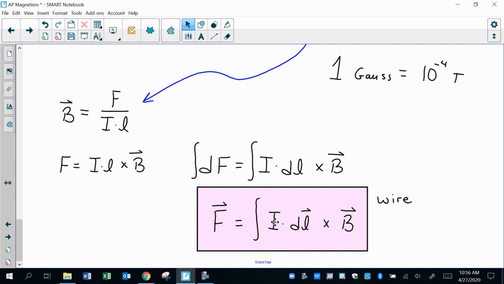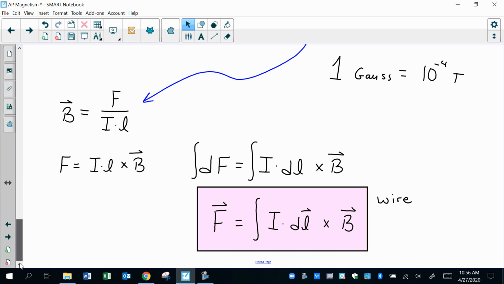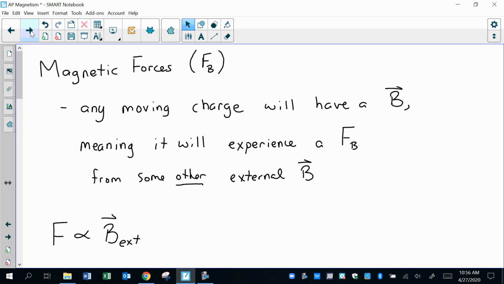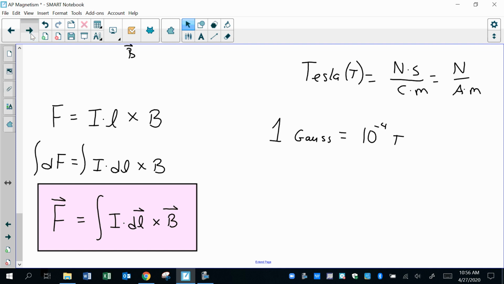Make sure we're using amps, meters, Tesla. Make sure we are using coulombs, meters per second, and Tesla. If you're using any other unit, you must do conversions if you're expecting to get Newton as your unit. So any moving charge, it's the same slide, so sorry about that.